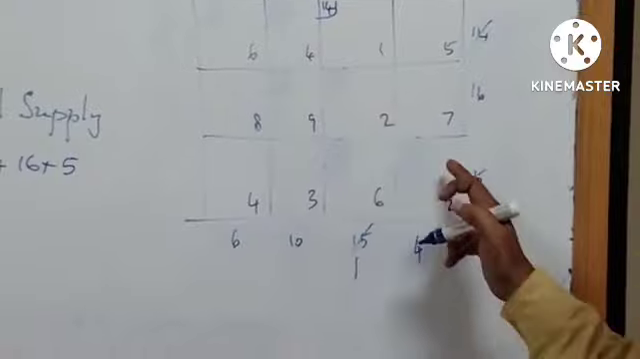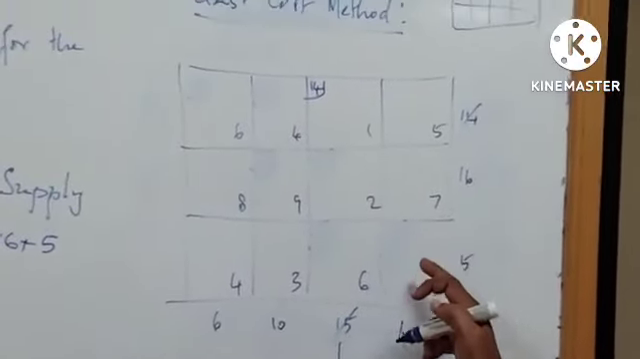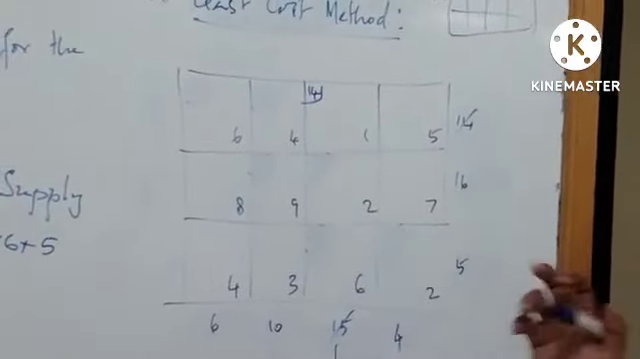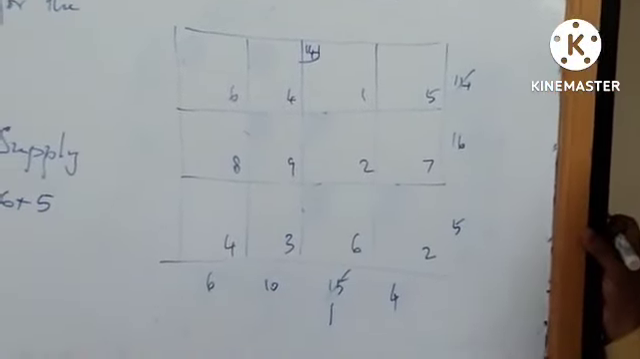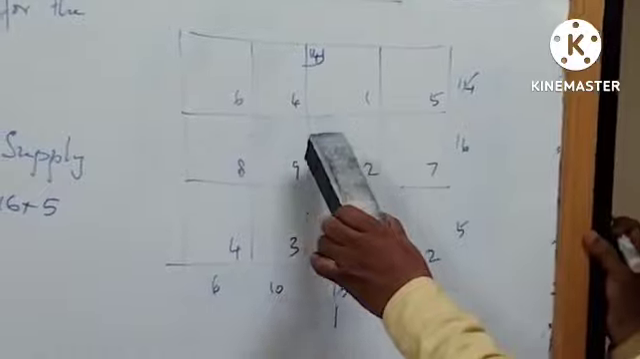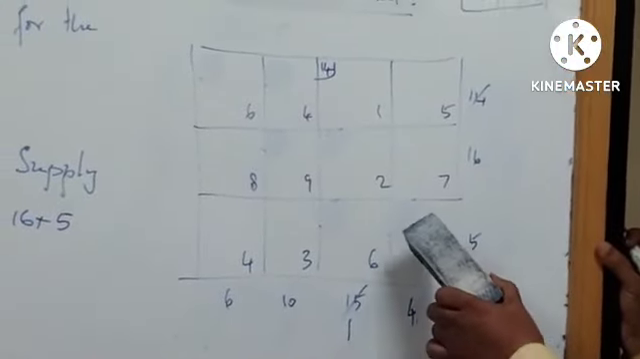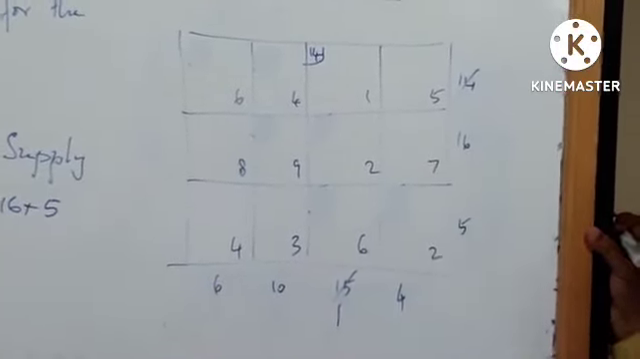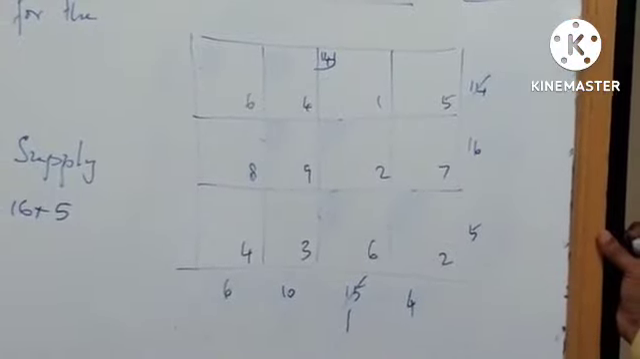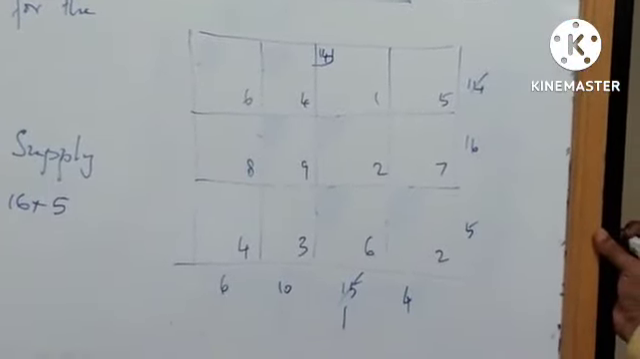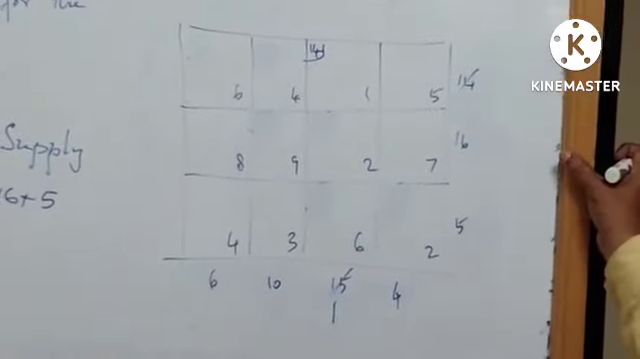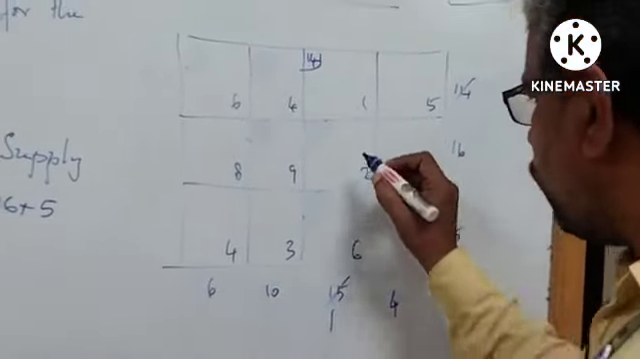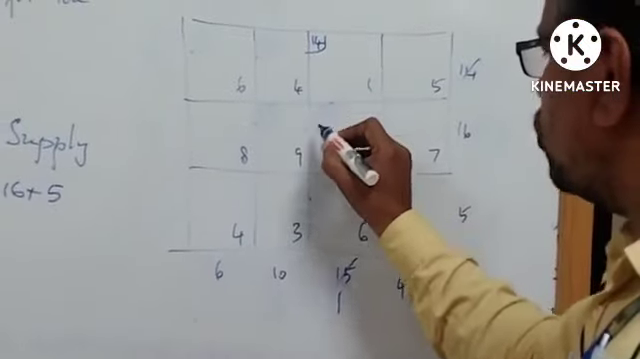Suppose we have more than one least value of the same value, then you have an option. One person can put this value as the first one, another person can put that value as the first one. Even though they have different allocations at different times, the answer will not change. Therefore, I am taking this first.